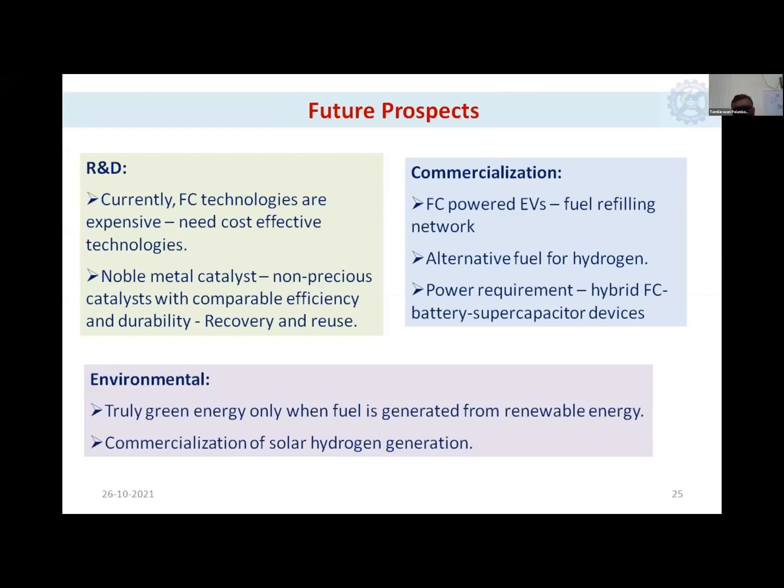And from the commercialization perspective, if you want to release fuel cell powered electric vehicles, then obviously we need to get a good network of fuel refilling stations.